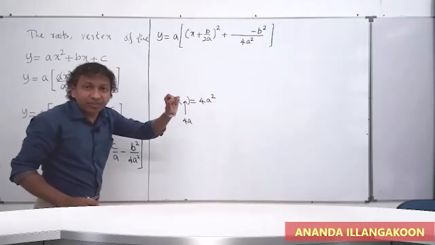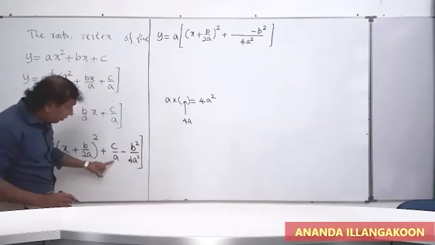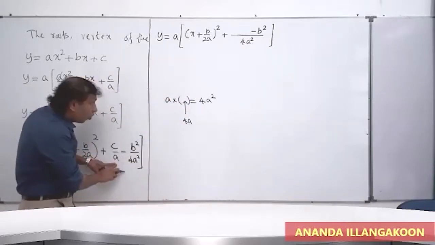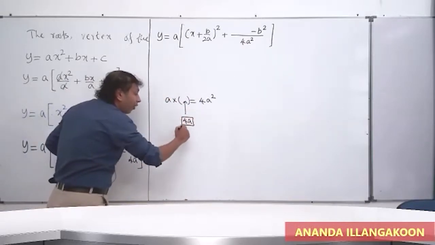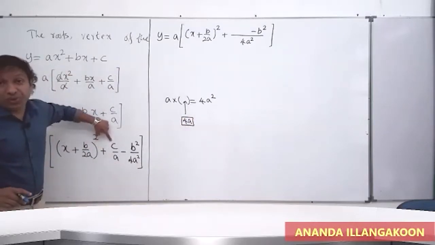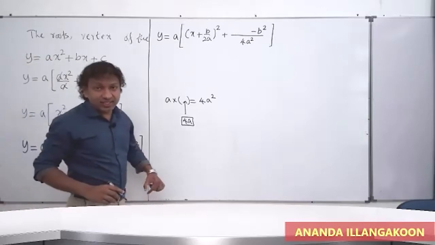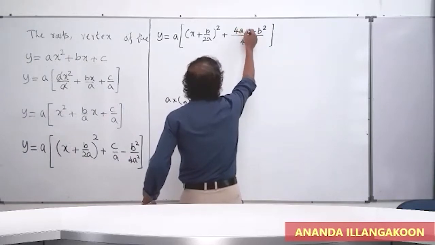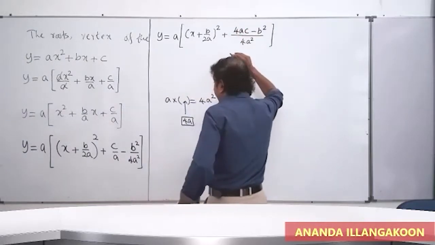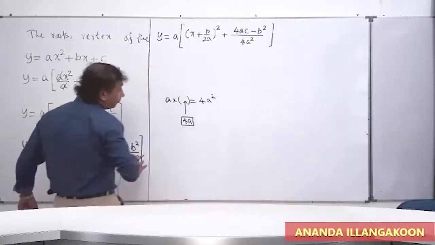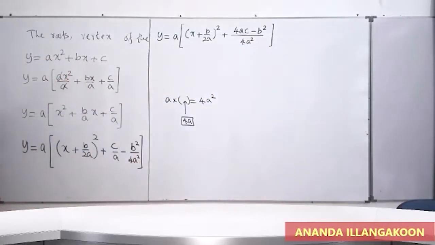In order to bring this denominator to the common denominator, we have to multiply the denominator by 4a. Then its numerator also we have to multiply by that 4a. Then this c will be 4ac, right? 4ac. So this is what we have.